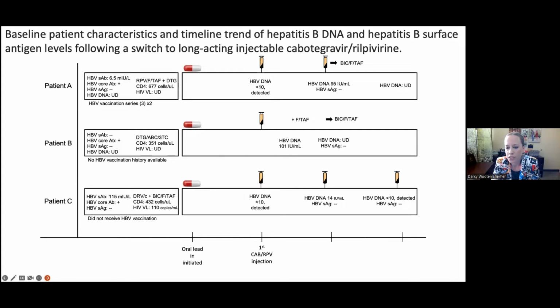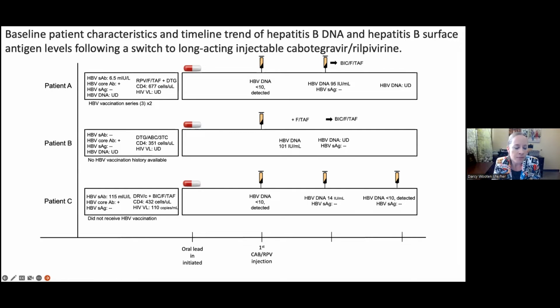And their surface antigen remained negative. LFTs were normal as well. So at this time, the decision was made to switch this patient back to bictegravir or switch to BIC-FTAF, and then repeat lab testing showed that their hepatitis B viral load became undetectable once they were back on a TAF-containing regimen. So that was patient A.